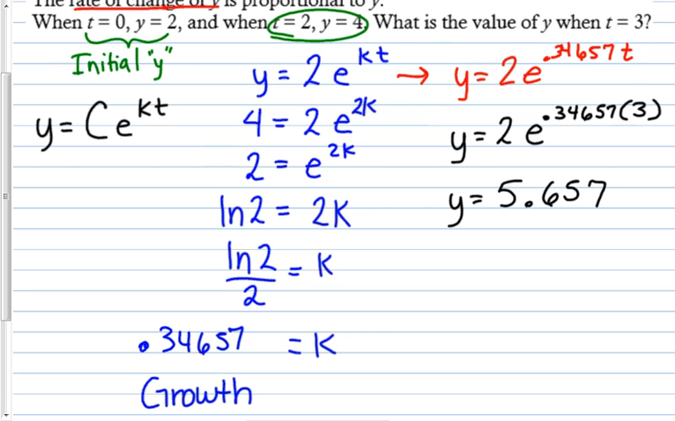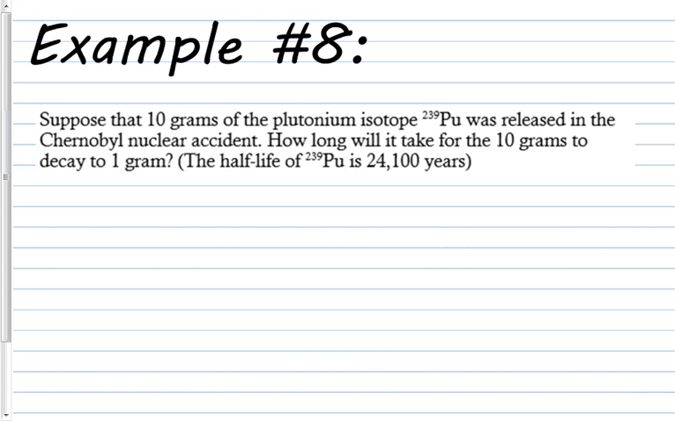Okay, last example. Suppose that 10 grams of the plutonium isotope 239Pu was released in the Chernobyl nuclear accident. How long will it take for the 10 grams to decay to 1 gram? And then they give you a piece of information that you kind of need. The half-life of 239Pu is 24,100 years.